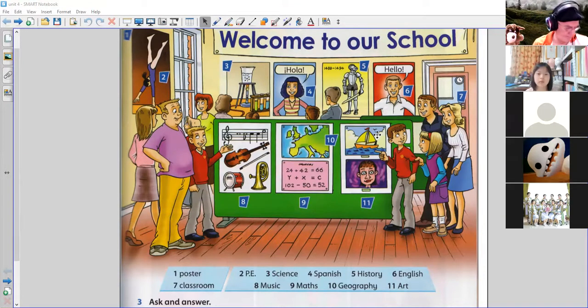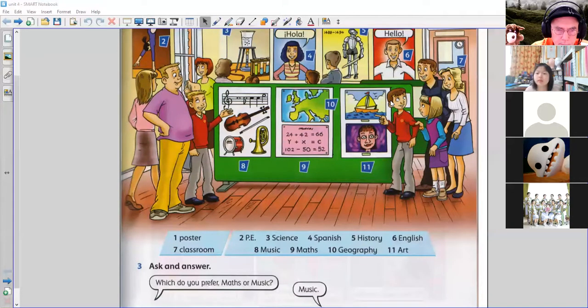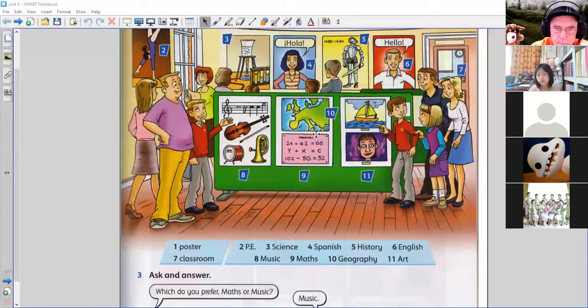This must be the science display. Yes, we do lots of experiments in science. Do you like science, Finn? Yes, it's great fun. That's the English poster. I like English. Do you, Luke? Of course. This is my favourite. PE? Do you like PE, Luke? Yes, I'm great at PE. Me too.